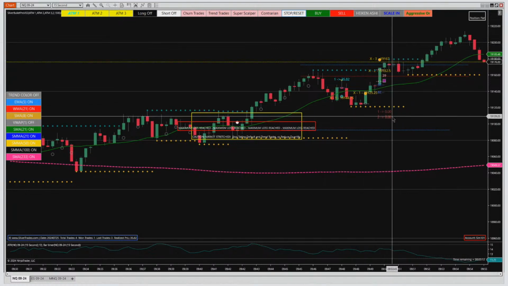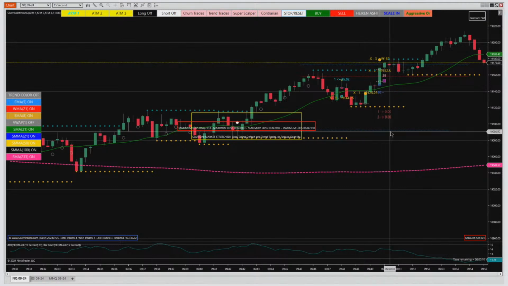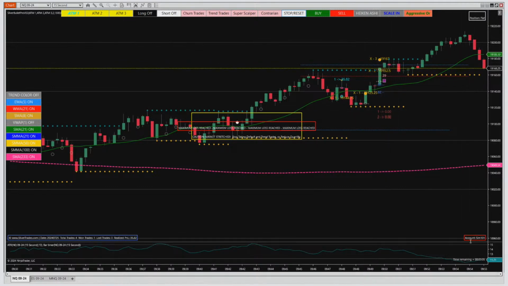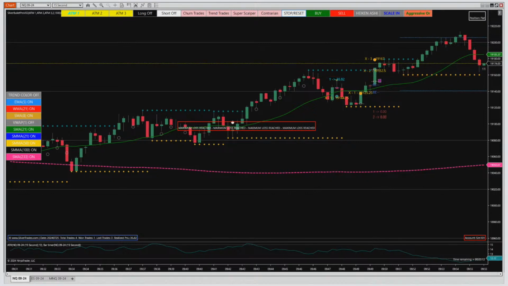We need to be okay to take losses sometimes when we are wrong. We have to accept that we are wrong. And that's how we trade here in Sliver Trades.